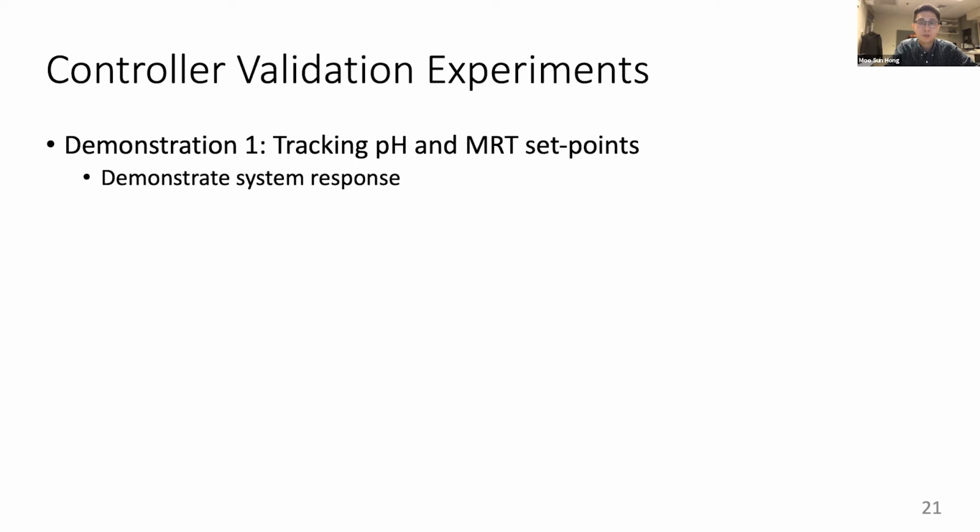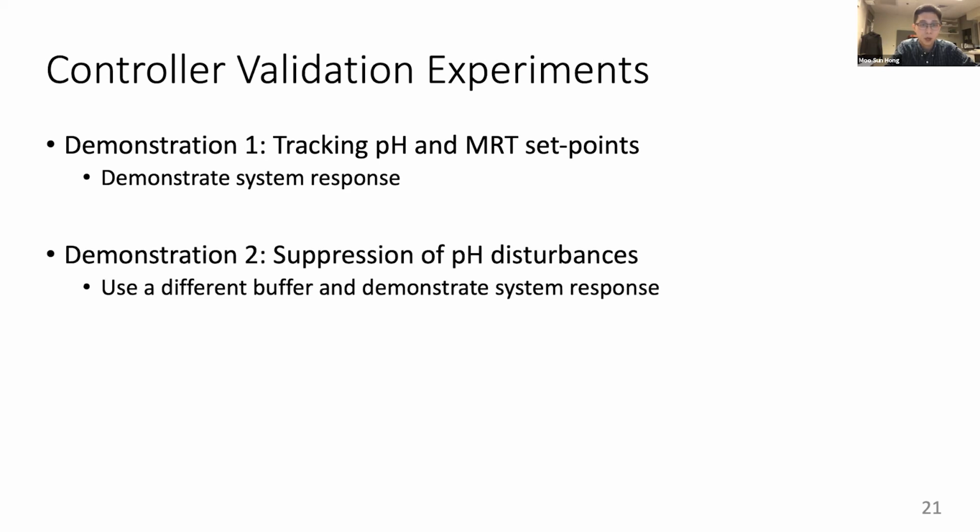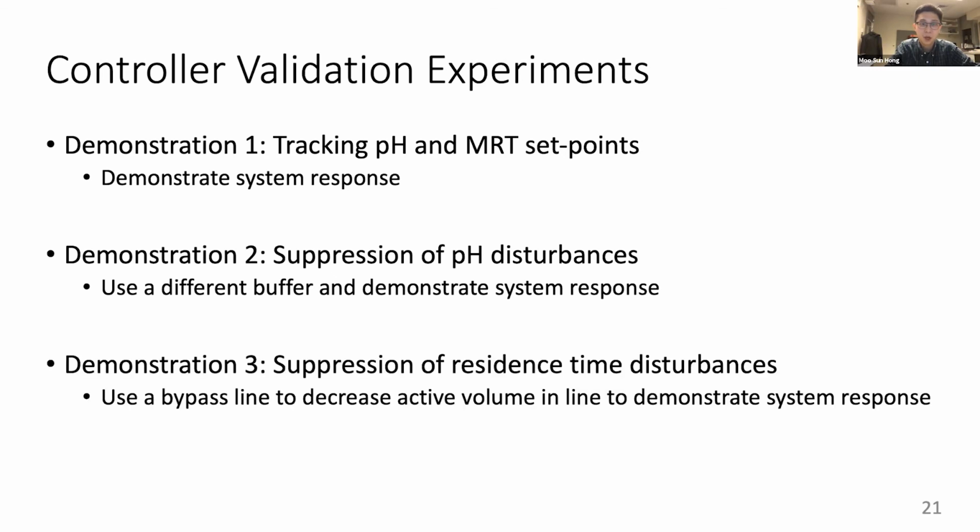The first experiment was planned to demonstrate that the system is capable of tracking the pH and the minimum residence time set points. The second experiment was planned to demonstrate that the system is capable of suppressing pH disturbances. This was done by changing to a different buffer for pH control without updating the initial parameter values in the model. The last experiment was planned to demonstrate that the system is capable of suppressing residence time disturbances. This was done by using a bypass line to suddenly decrease the active volume in the system and see how the system responds.